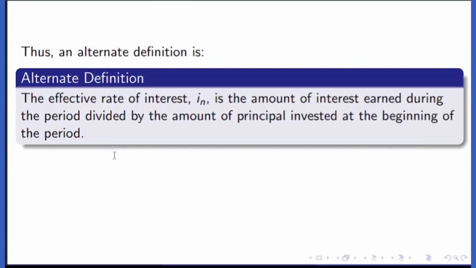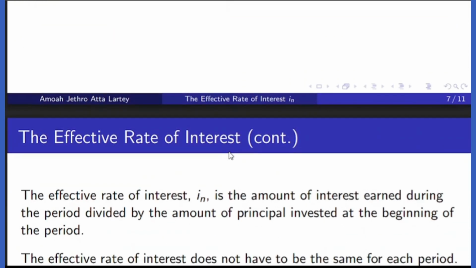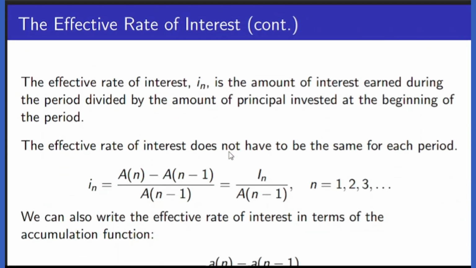There is an alternate definition for it: the effective rate of interest is the amount of interest earned during the period divided by the amount of principal invested at the beginning of the period. You just have to know that too. As I said on the last page, the effective rate of interest is the amount of interest earned during the period divided by the amount of principal at the beginning of the period.